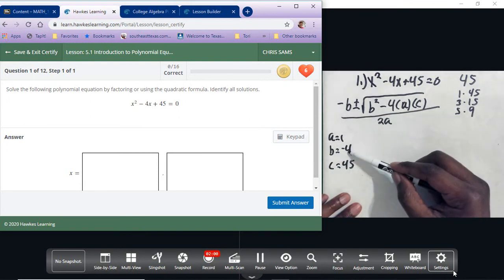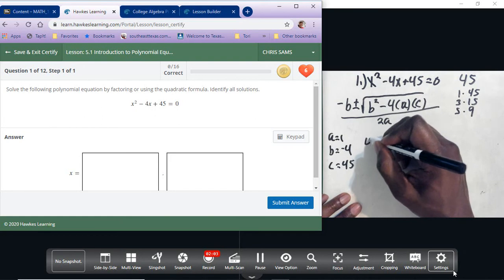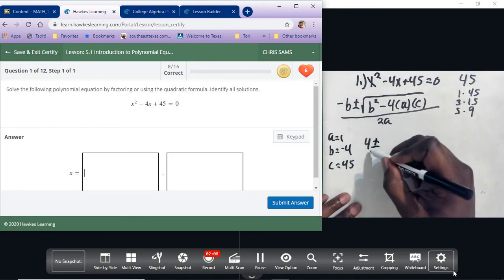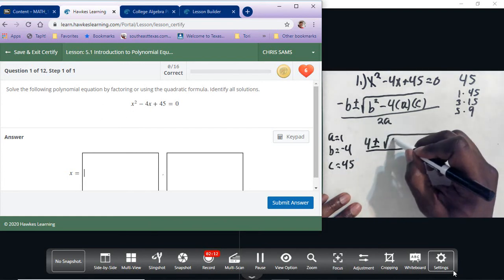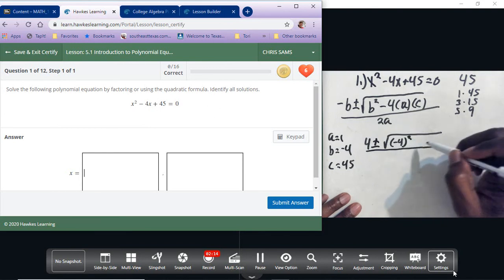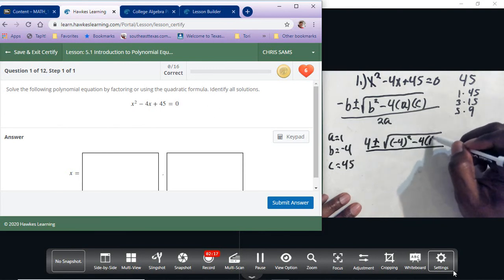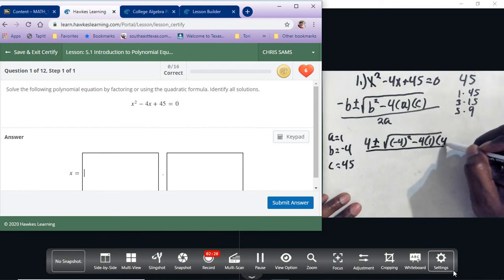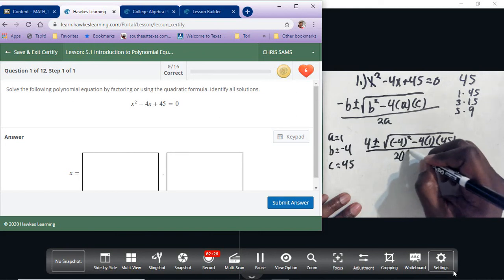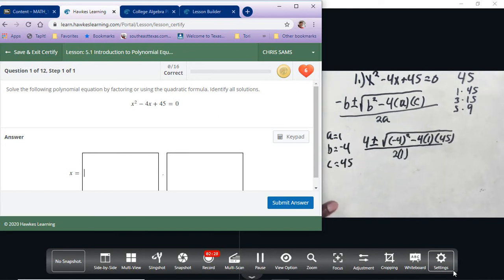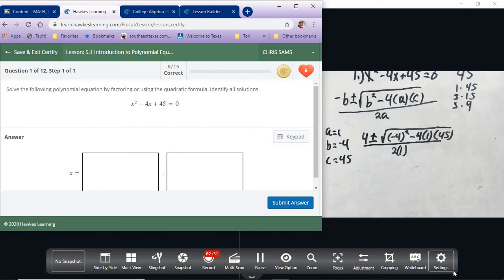I'm plugging into a negative, so that becomes a positive 4, plus or minus the square root of negative 4 squared minus 4 times a, which is 1, times c, which is 45, all over 2 times a. Alright, so just to speed things up, we'll allow the calculator to do this part underneath the square root. So I'm only going to type what's underneath the square root in the calculator, not the square root.